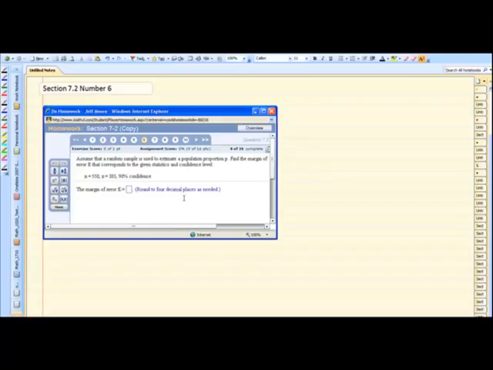Assume that a random sample is used to estimate a population proportion P. Find the margin of error E that corresponds to the given statistics and confidence level. So we're told that N is 550, X is 385, and we have a 90% confidence level.